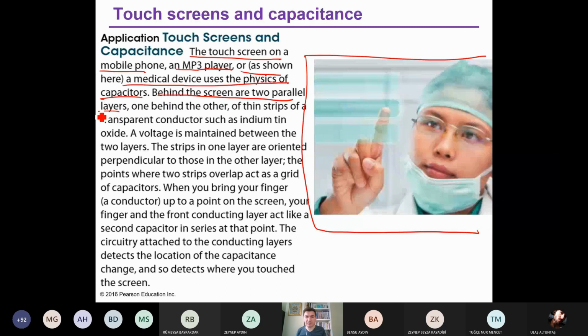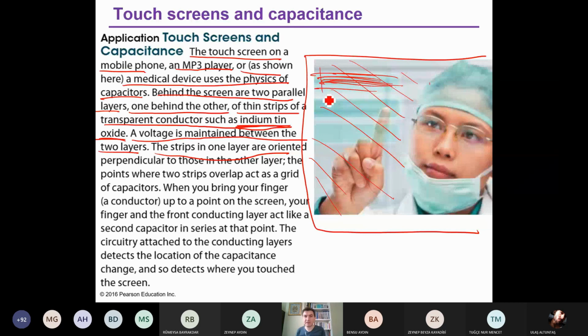Here you see a screen, and there are two parallel layers, one behind the other, of thin strips of a transparent conductor such as indium tin oxide. This material is very important. It is also used in solar panels. A voltage is maintained between the two layers. The strips in one layer are oriented perpendicular to those in the other layer. So just consider that we have strips like this in one layer, and in another layer we have strips like this, okay?